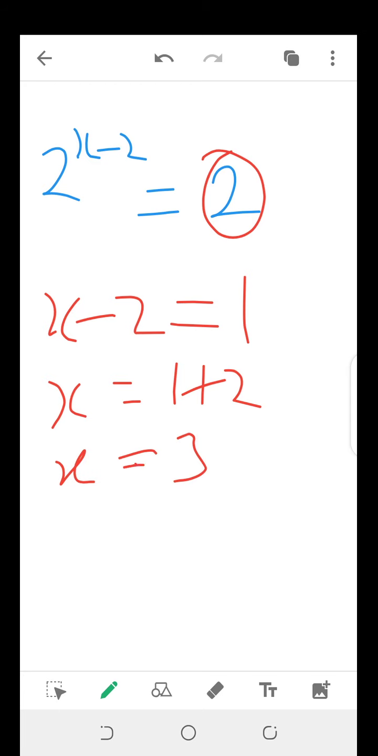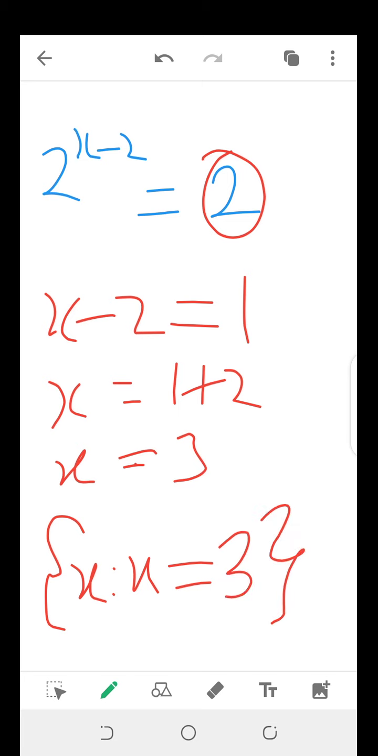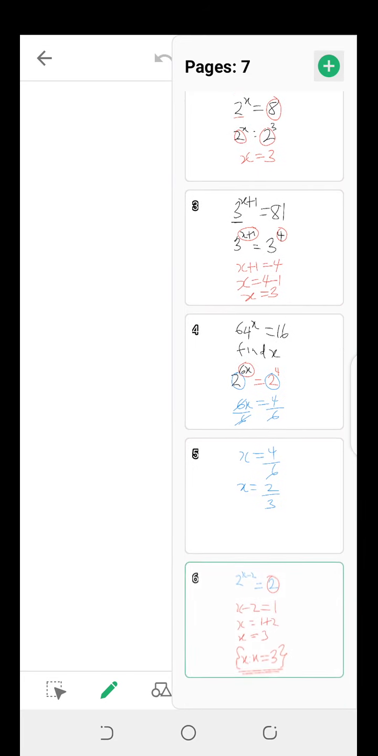So finding the truth set, we say the truth set of the equation above is equal to this: put it in this bracket, x such that x is equal to 3, and we close the bracket. This is the truth set of the equation above. Let's take the next question and see how we solve it.